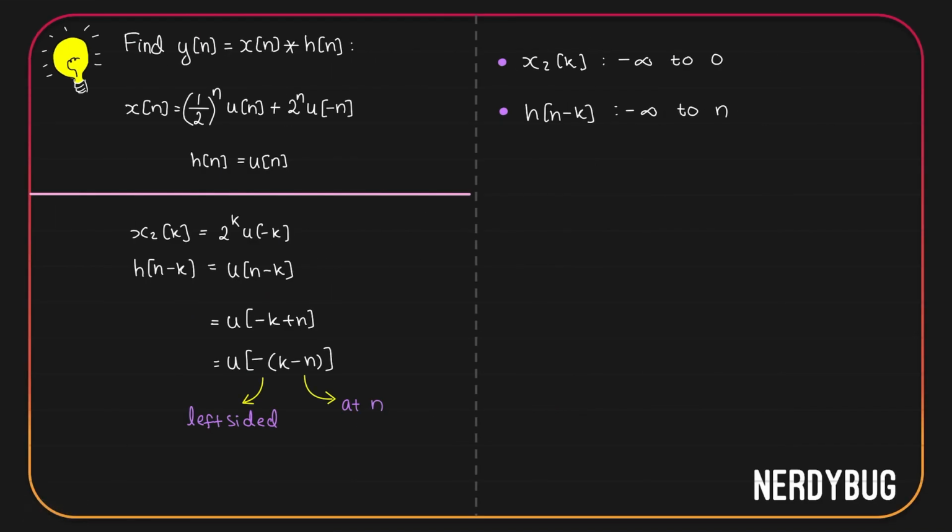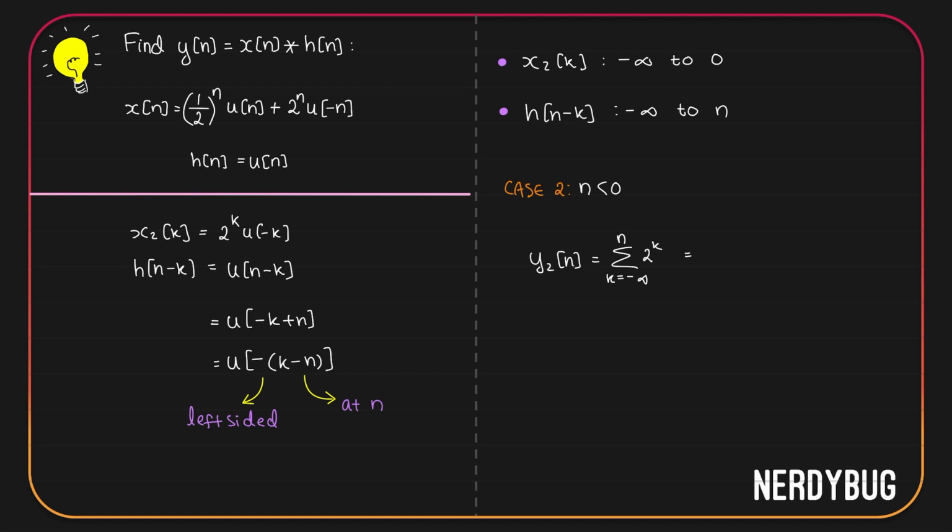Let us take case 2, where n is less than 0. So x2 of k here is from minus infinity to 0. h of n minus k is from minus infinity to a negative number. So their overlapping is going to be from minus infinity to whatever is the negative number. That means to get y2 of n, we have to take summation from k equals minus infinity to n. x2 of k here is 2 raised to k and h of n minus k is 1.